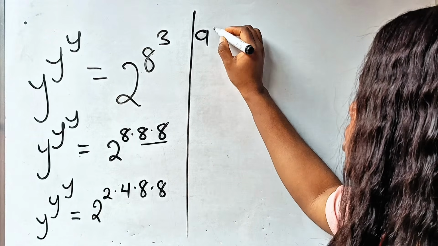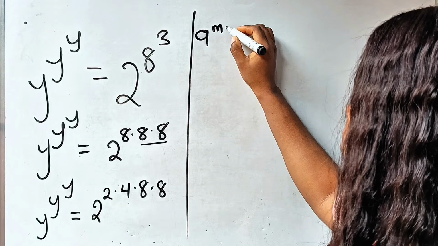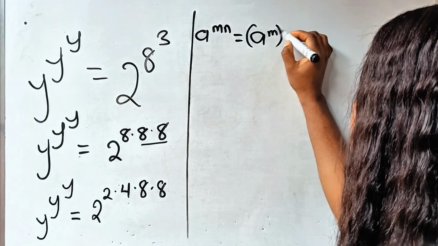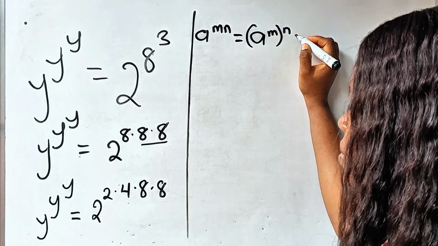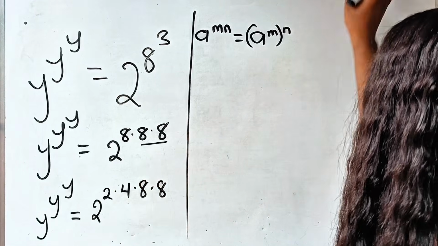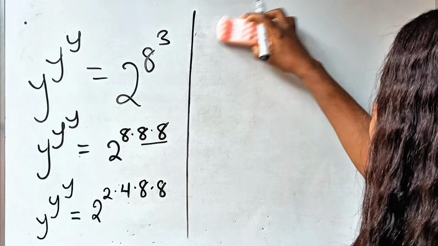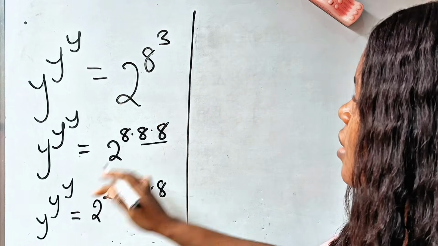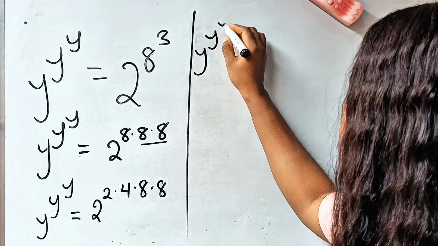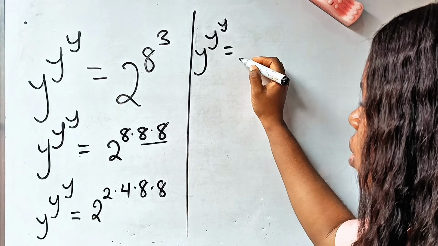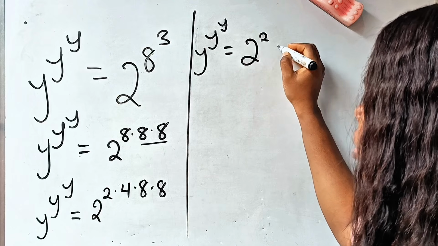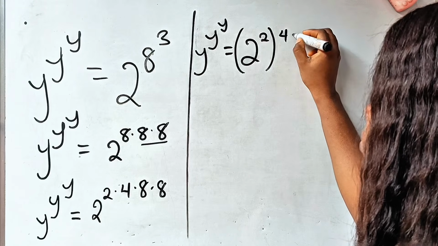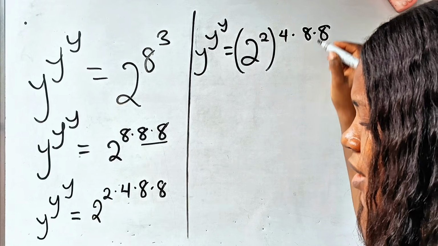Now back to what we are doing. Recall that a to the power of m, multiplied by n, is the same thing as a to the power of m raised to the power of n. What this means is that I can express y to the power of y to the power of y as equal to 2 to the power of 2 raised to the power of 4 multiplied by 8 multiplied by 8.